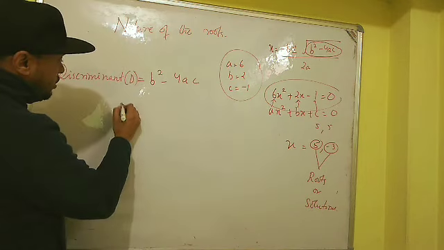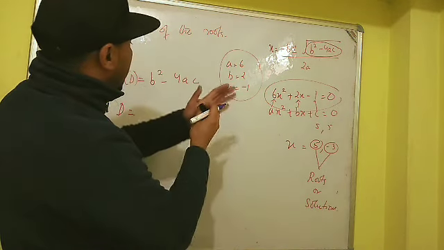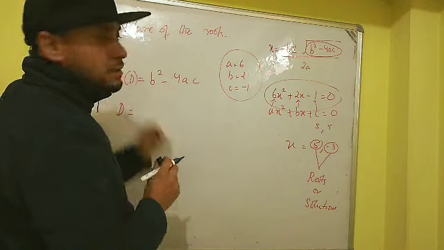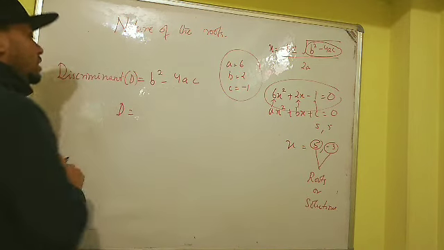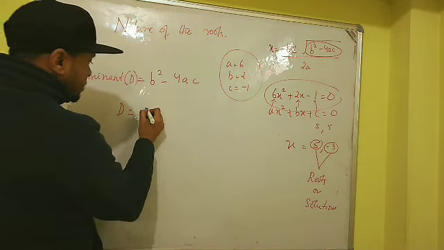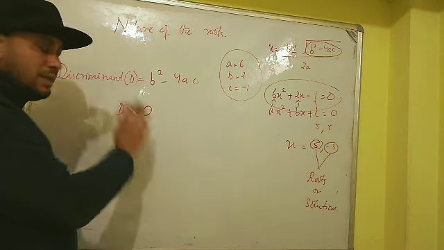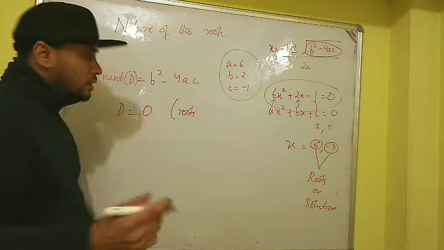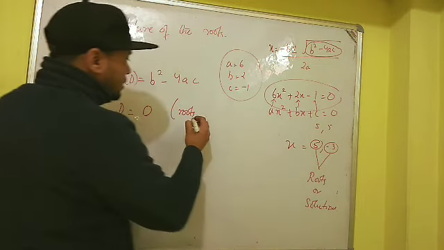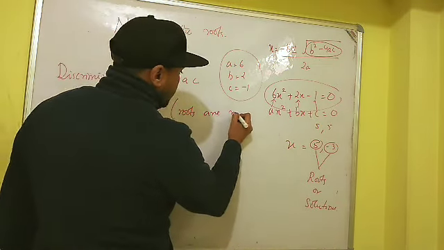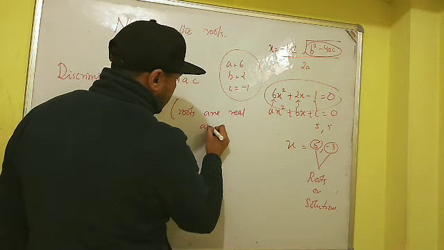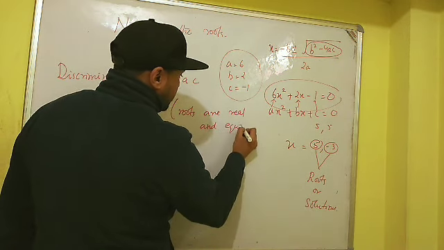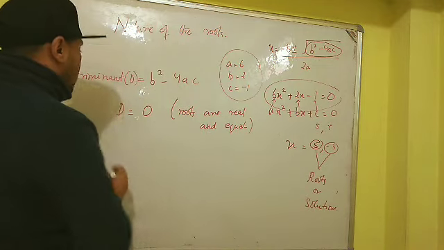So what we do here is the discriminant. We just put the values of a, b, and c here. Now after substituting the values, if D is equal to 0, if we get the value of D as 0, then we say that the roots, the values of x, are real and equal. Alright, please note it down.